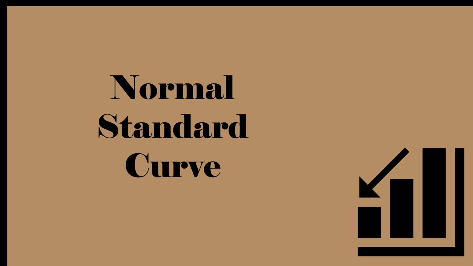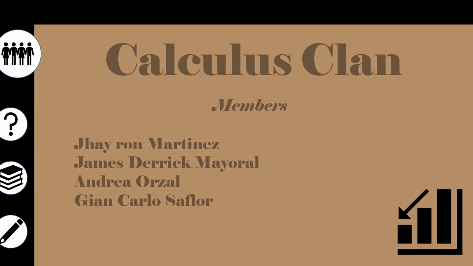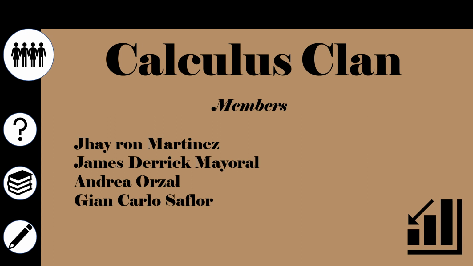Now, who are we? Well, we are known as the calculus class. We are a group of grade 11 STEM students who like to solve calculus problems and other mathematical problems such as probability and statistics problems. Our grade level is 11, which means we are in the senior high school. And our members for today consist of our leader, Jhay Martinez, our group presenter, me, James Derrick Mayoral, and our two PowerPoint creators, Andrea Orzal and Gian Carlo Saflor.